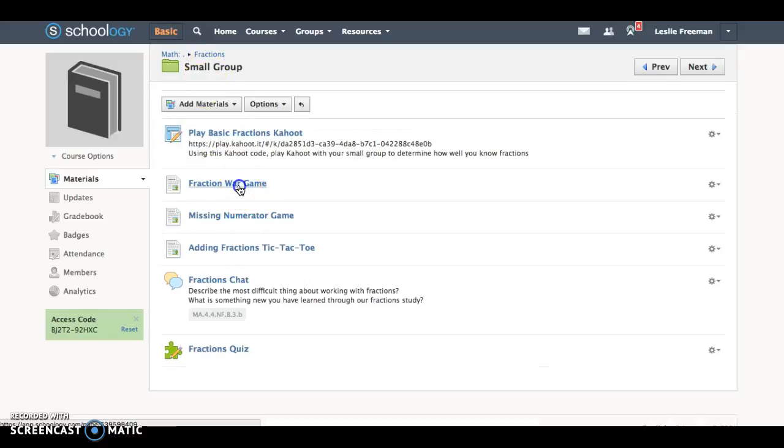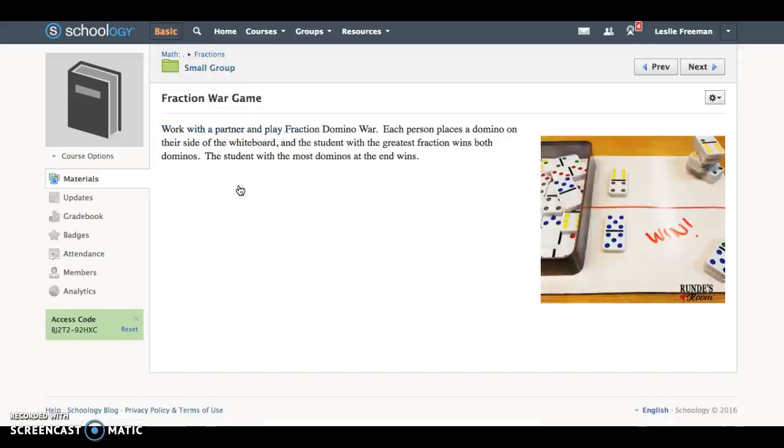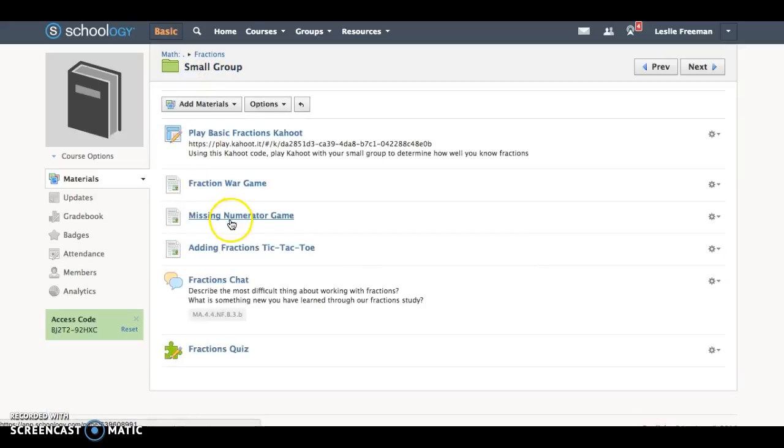Another activity here is a fraction war game. This one is similar to those domino games. This is probably something I would have in that teacher-led group first to kind of model how it's played, and then I would allow them to play in this small group setting. The same goes for those that are already in that teacher-led group. Those would probably move to the small group after they'd played and had a chance to practice it.